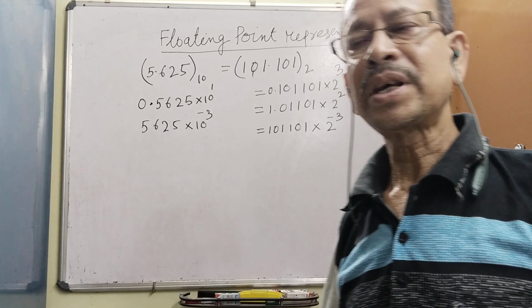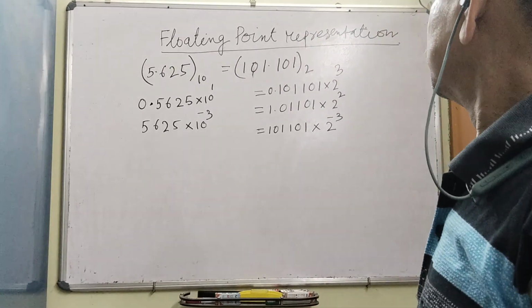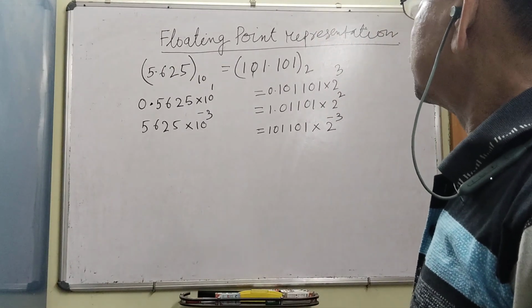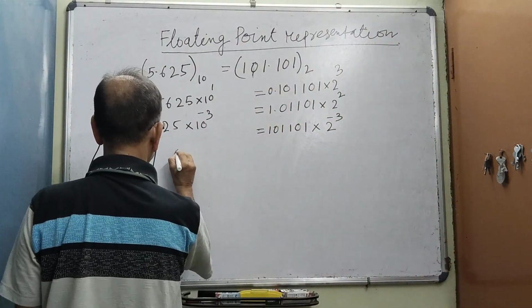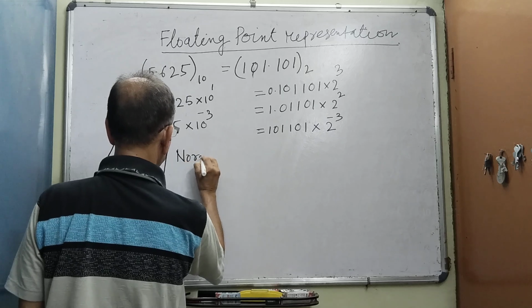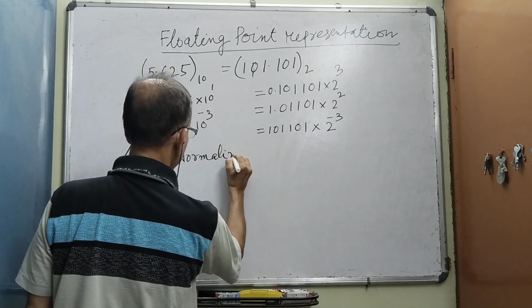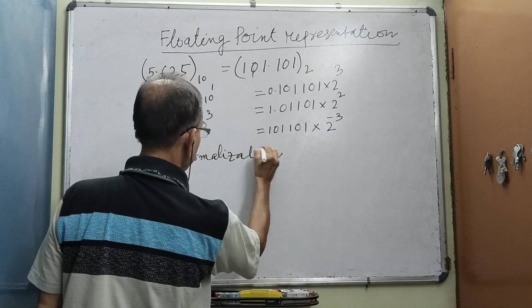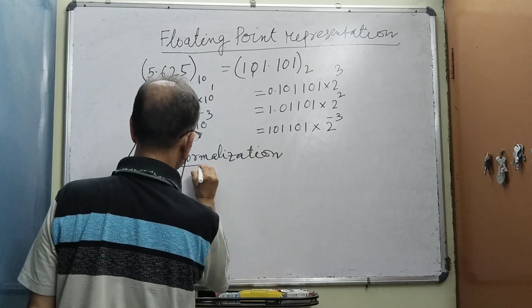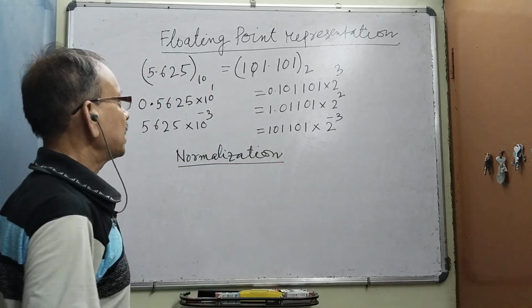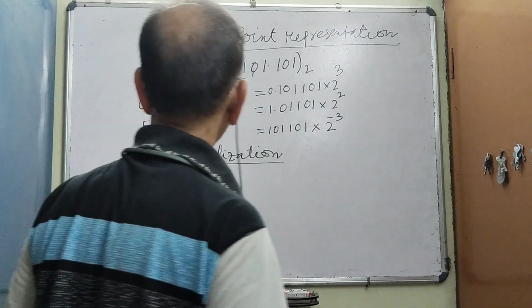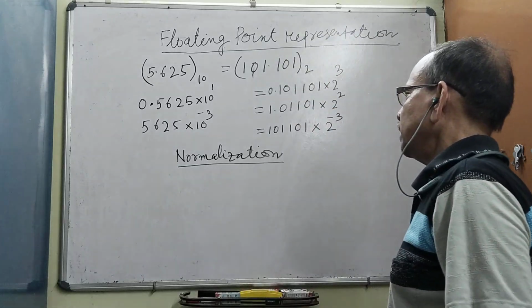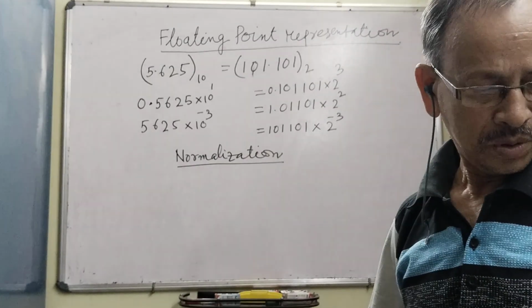So we need some rule. Okay, the rule is known as normalization. In case of normalization, you can write the floating point in a scientific manner. Okay.